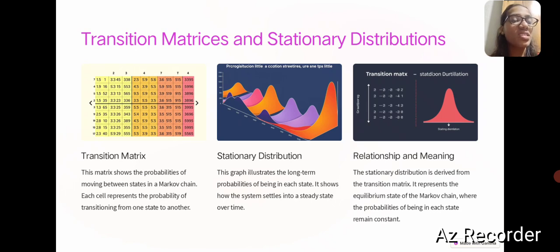Okay. The next is the relationship and meaning between the transition matrix as well as the stationary matrix. The stationary distribution is derived from the transition matrix. So by this sentence we can understand that the root of the stationary distribution is the transition matrix. It represents the equilibrium state of the Markov chain where the probabilities of being in each state remain constant.